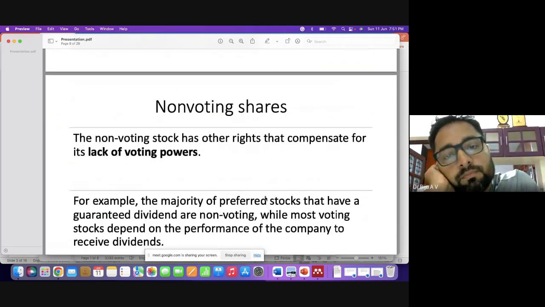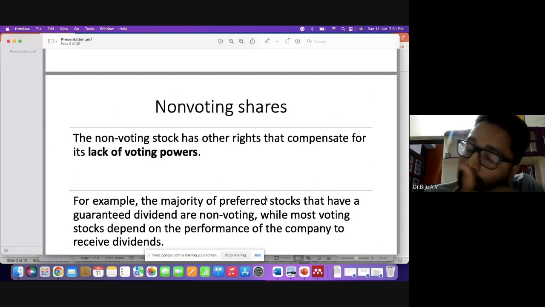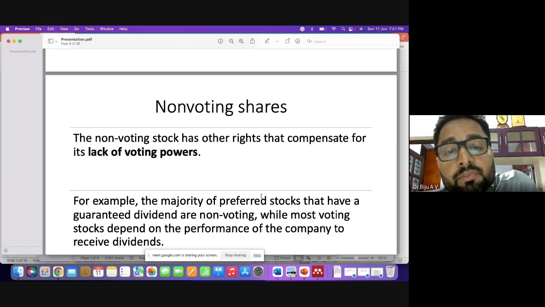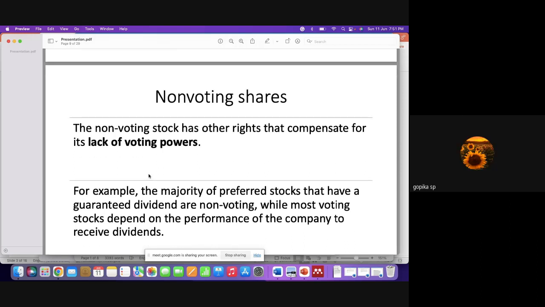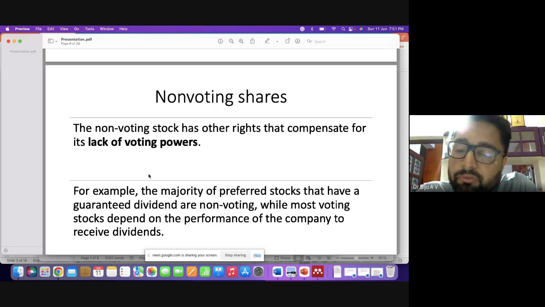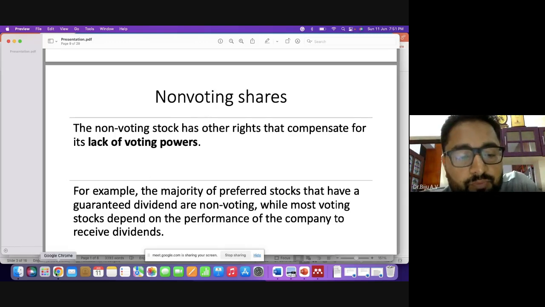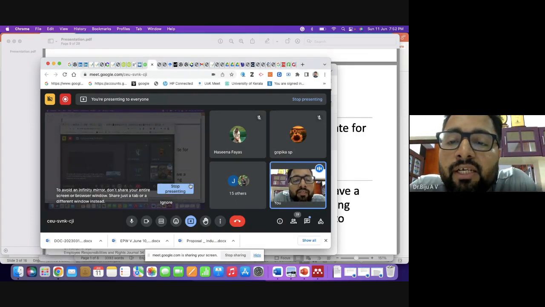Now, non-voting shares. What about your perception? Are all the shareholders getting voting power, right? Which type of shareholders are getting voting right? Equity shareholders. Only equity shareholders. What about preference shareholders?